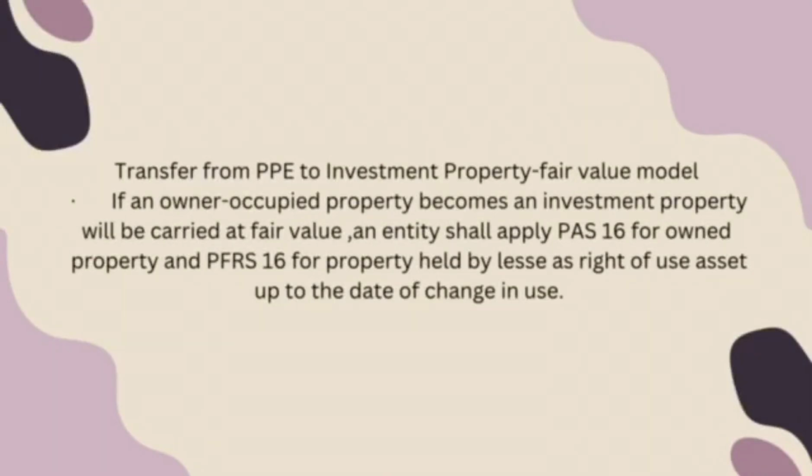Transfer from PPE to investment property, fair value model. If an owner-occupied property becomes an investment property, it will be carried at fair value. An entity shall apply PAS 16 for owned property and PFRS 16 for property held by lease as right-of-use asset up to the date of change in use. For a transfer from inventories to investment property, this refers to reclassification of certain assets from inventories to investment property where the asset is measured at fair value.